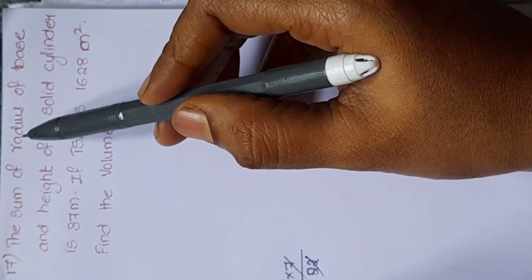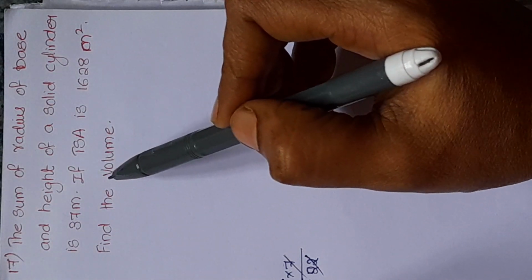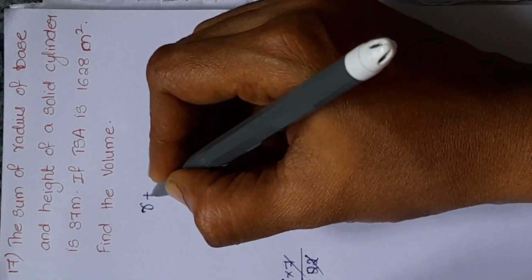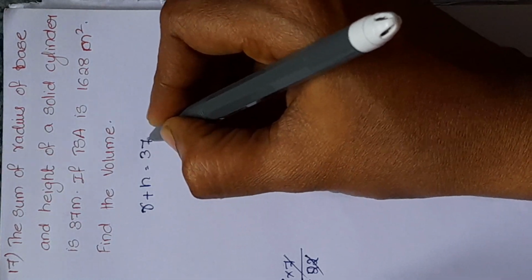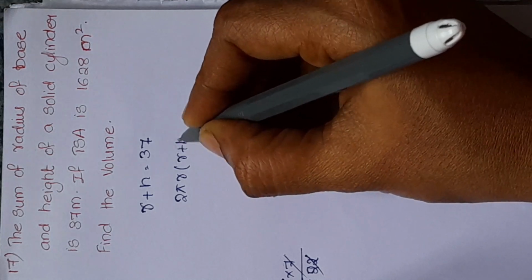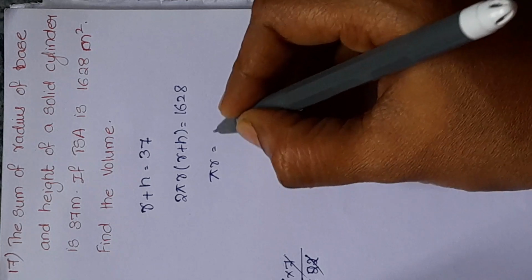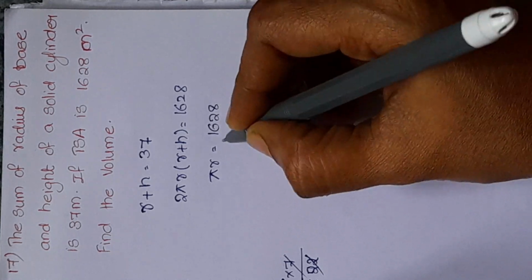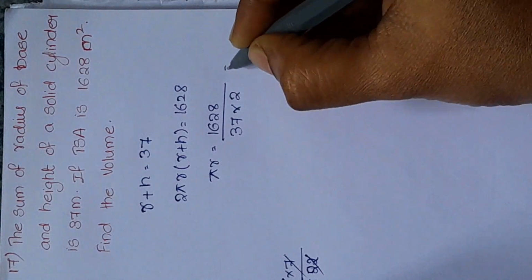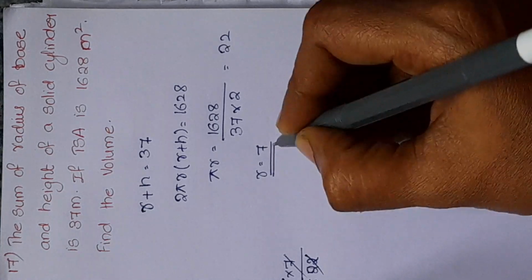17th question. The sum of radius of base and height of a solid cylinder is 37 centimeters. If the total surface area is 1628 meter square, find the volume. Here in the question it is given r plus h is equal to 37. We know that 2 pi r into r plus h is equal to 1628. So pi r is equal to 1628 by r plus h is 37 into 2. On cancellation we get pi r value is 22. R is equal to 7 centimeters.